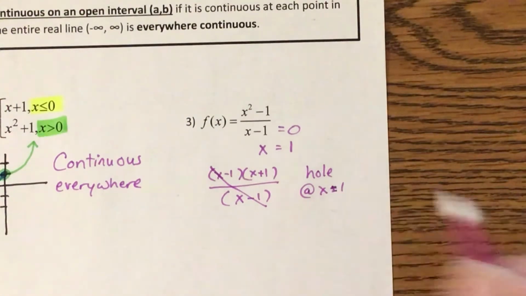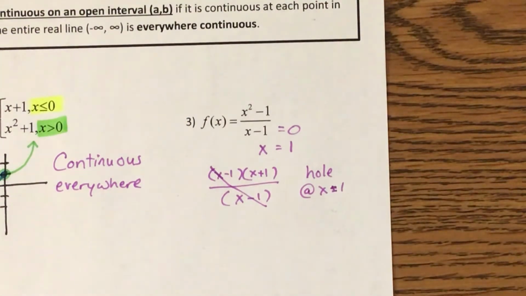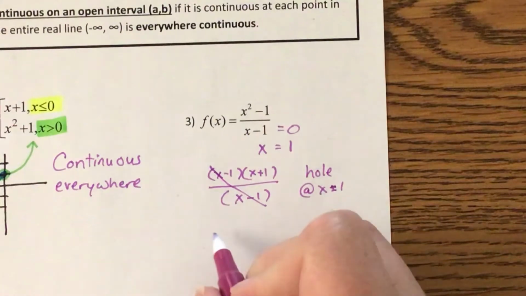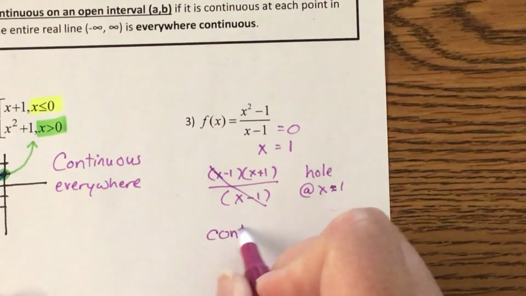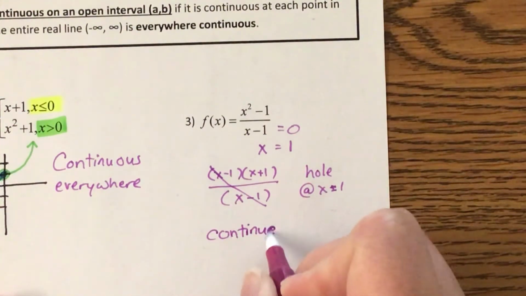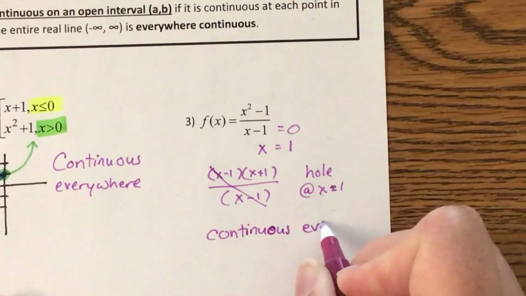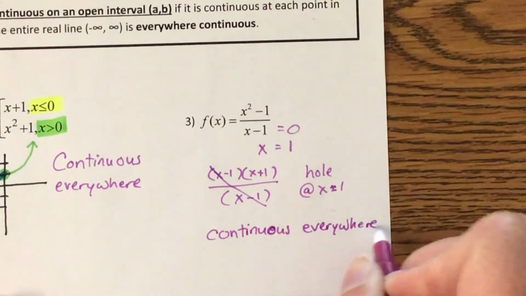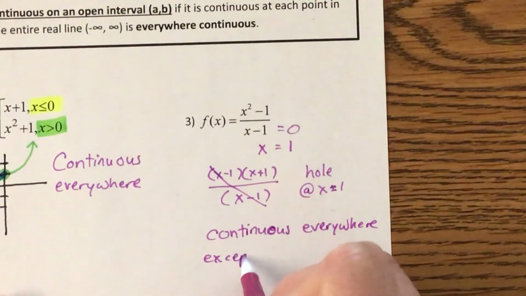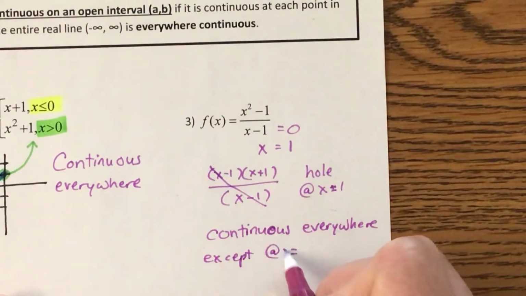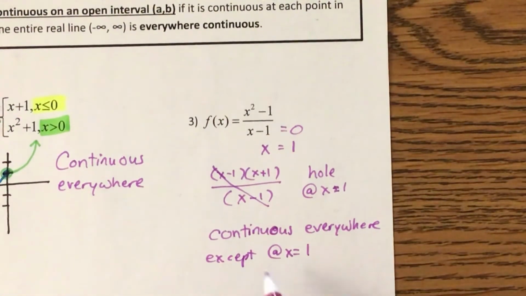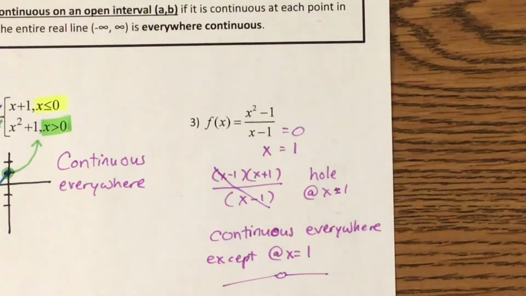So if there's a hole in the denominator, there's a hole in your function, that means that your graph is going to be continuous, C-O-N-T-I-N-U-O-U-S, everywhere except at x equals 1. Okay, your graph looks something like this.